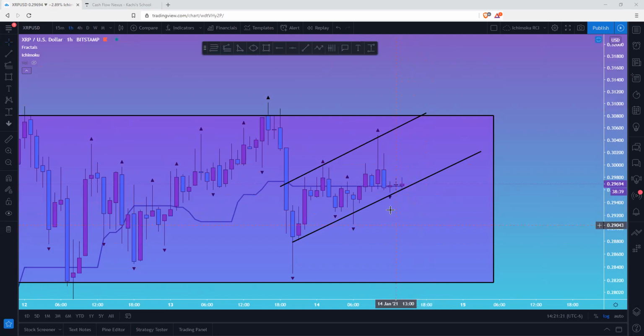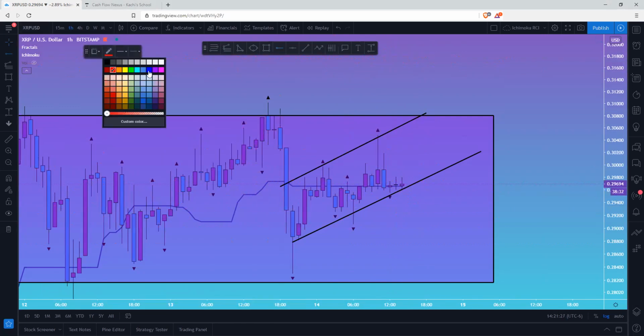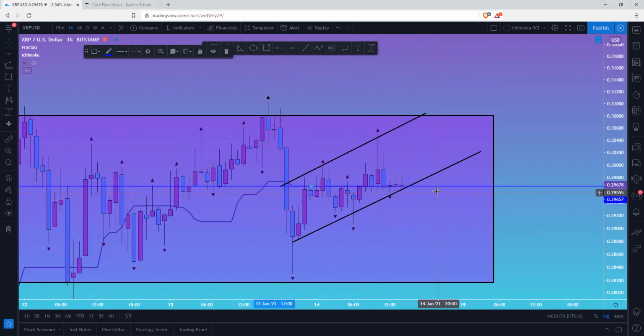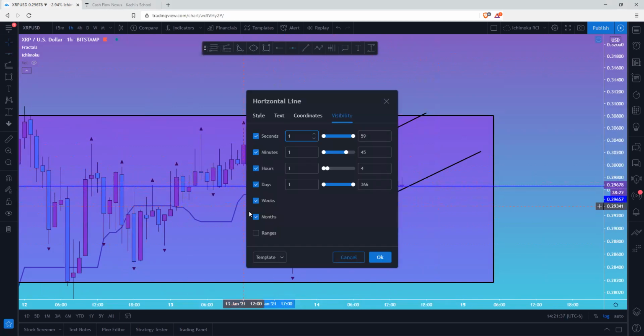So since this is the hour chart and this is a flat Kijun, we actually want to focus on the 15-minute time frame for this particular move. So let's do this. Put a line there. Make this only visible to the lower time frames.